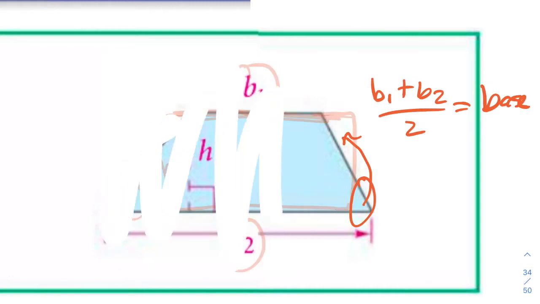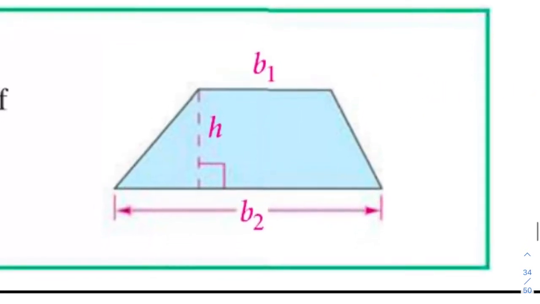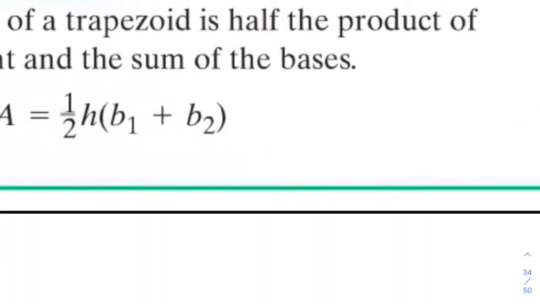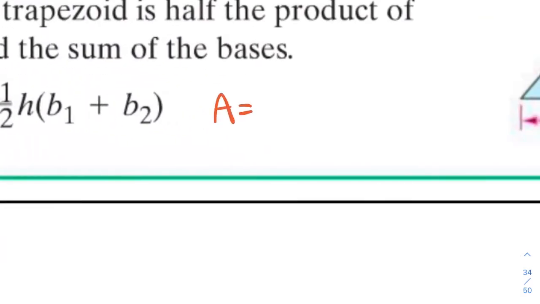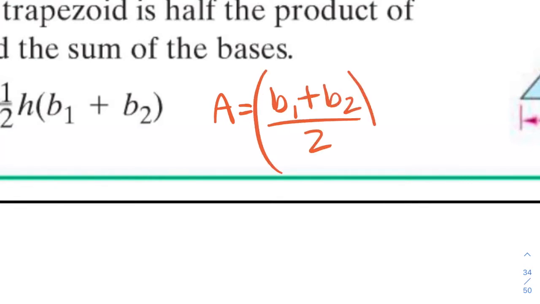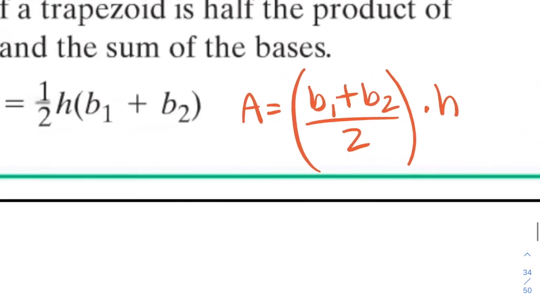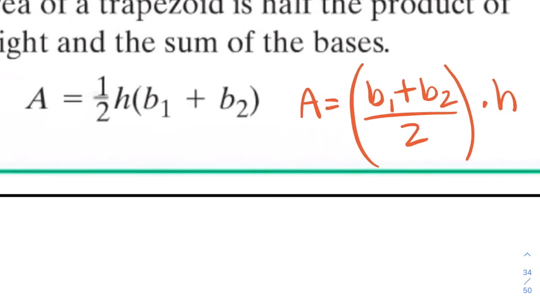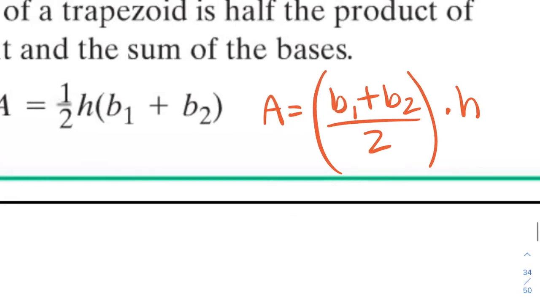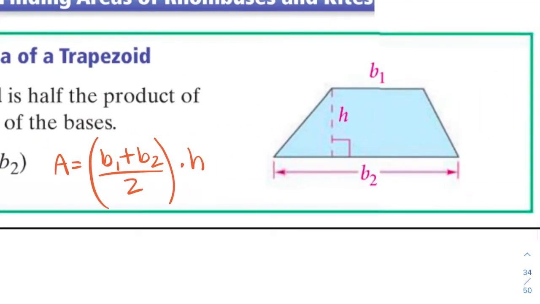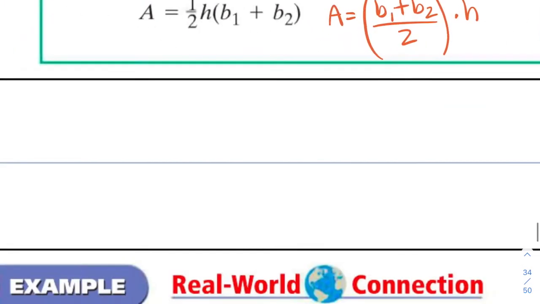So I don't like to write it that way. I actually like to write it this way. I like to write it as area equals the average of my bases times my height. Again, you can use any formula that is equivalent, but this one makes more sense to me, other than finding half of my height and then multiplying that by base 1 plus base 2. Yeah, so let's go to the next.